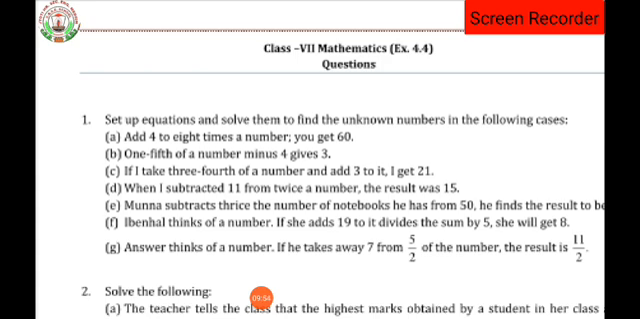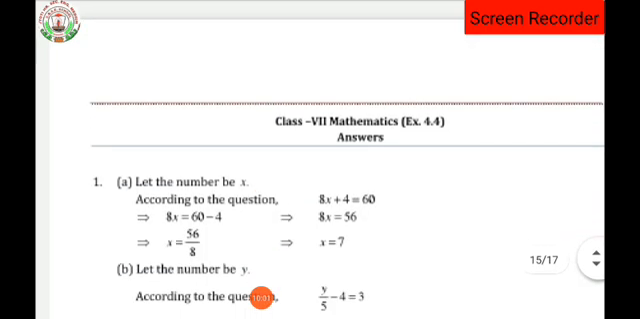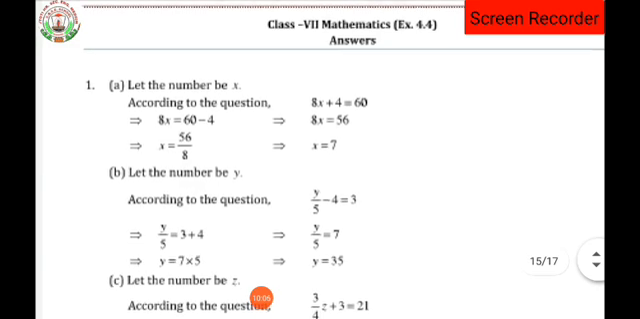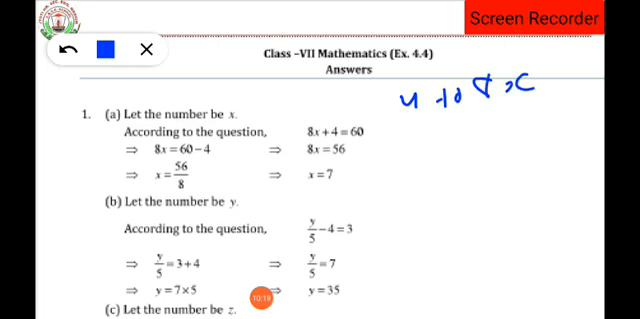Clear? Now look what the solution for question number 1, then 2, 3 and 4 rest other we will do next class. Here is the solution for the first question. What is said in the first question is add 4 to 8 times a number, let the number be x. Okay, 4 to a number x to get 60. Understood the question?